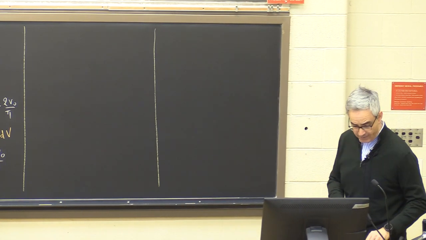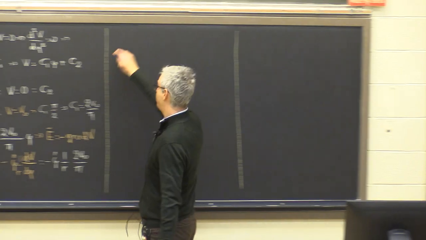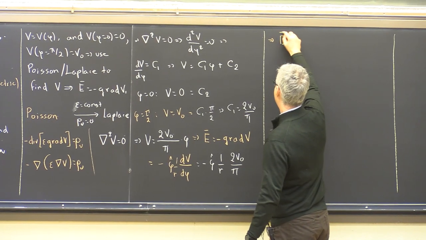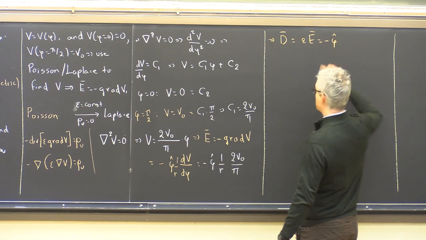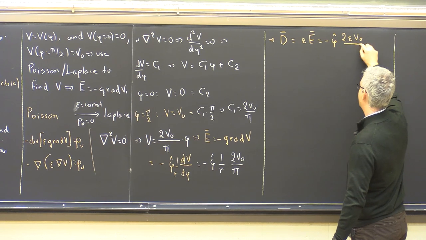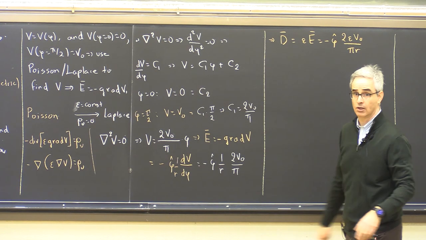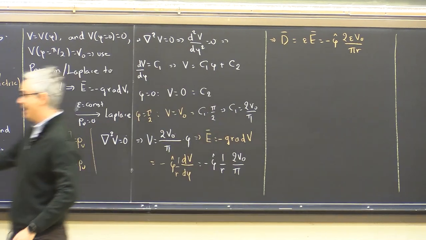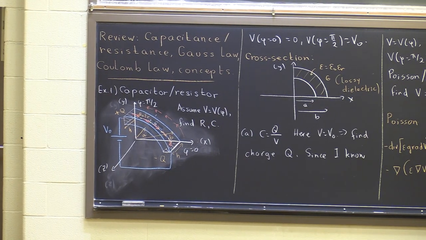So now I go and find Q from the electric field. D will be the electric flux density, epsilon times E. So it points in exactly the same direction. It's minus phi hat 2 epsilon V naught by pi r. So then I will go and apply boundary conditions to find rho sub s in any of the two electrodes. So these two are the electrodes that we have in this capacitor.